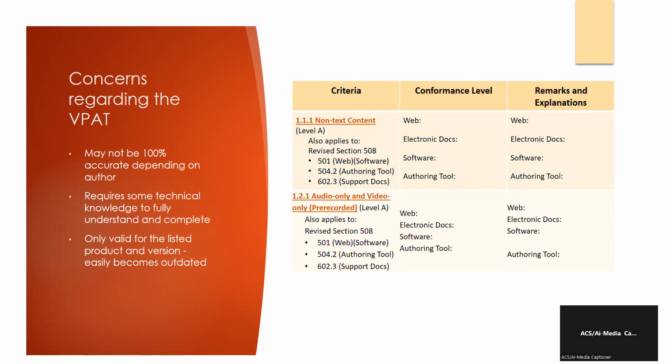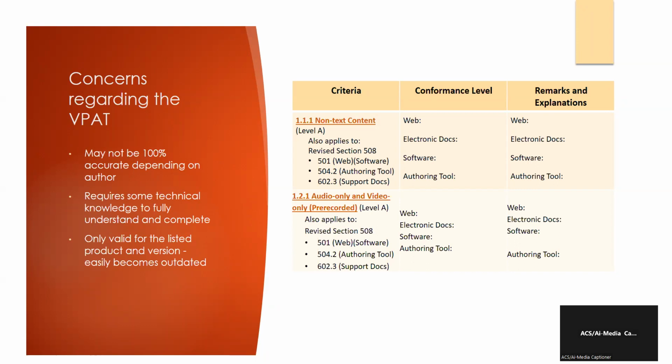Something like authoring tool is for the actual creation of content. So that can sometimes be a little bit of a question mark if that applies or not. But in those cases, you would see it being marked not applicable if it is something that the author isn't sure it applies to or knows that they're not providing that kind of product.